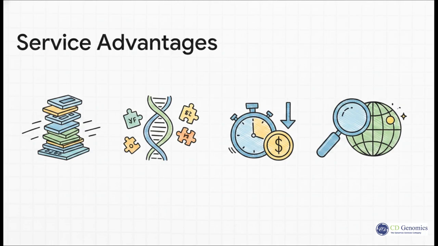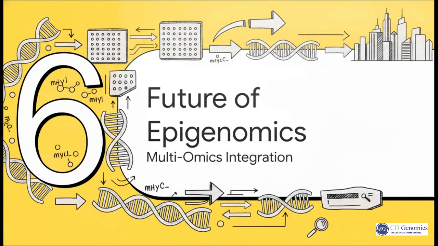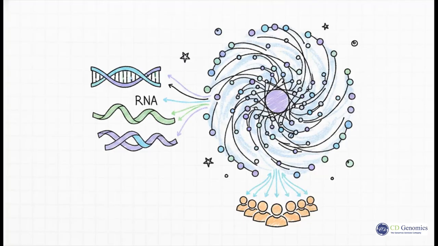Finally, Section 6, the future of epigenomics and integrating multi-omics. As we wrap up this explainer, we definitely have to look ahead. High-throughput platforms like the 270K aren't just an isolated endpoint. They're a massive stepping stone for the future of the biological sciences. The future of research is all about multi-omics integration.